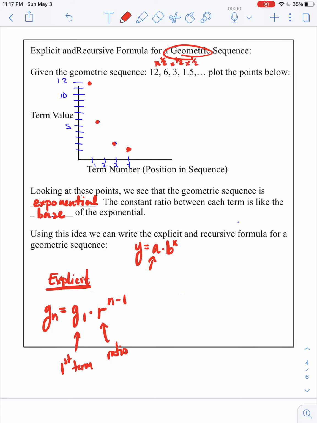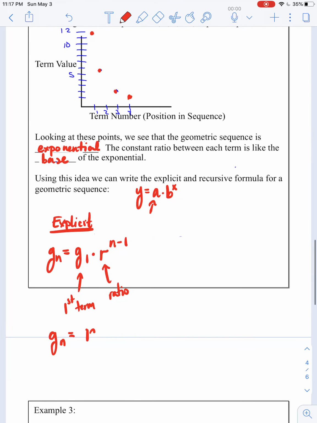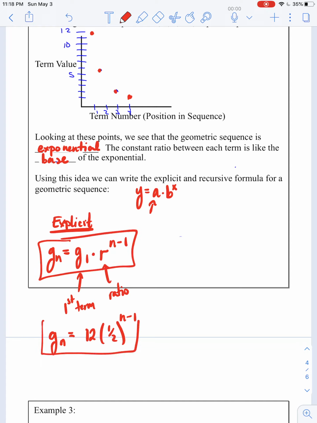Okay? So for this problem, if I wanted to write the equation of this one, it would be g subscript n equals the first term, which was 12, times the ratio of a half to the n minus 1. And that would be it. So there is my geometric explicit. Please, please, please do not multiply 12 times a half. Your Aunt Sally would be very upset. Order of operations says that exponent goes first. So that's it. You're done. You don't multiply the 12 times a half.